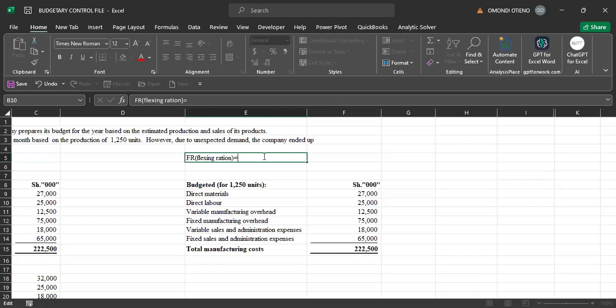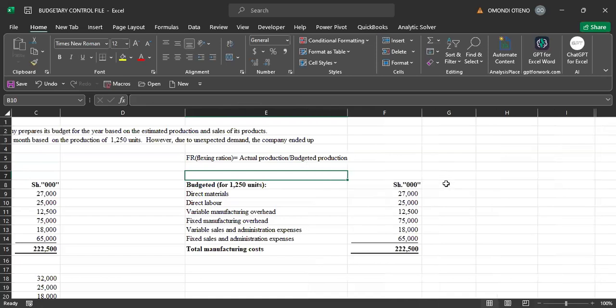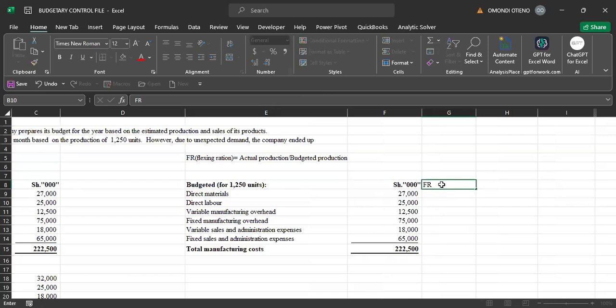actual production divided by budgeted production. Actual production divided by budgeted production. So with that particular formula, can someone give us the flexing ratio?